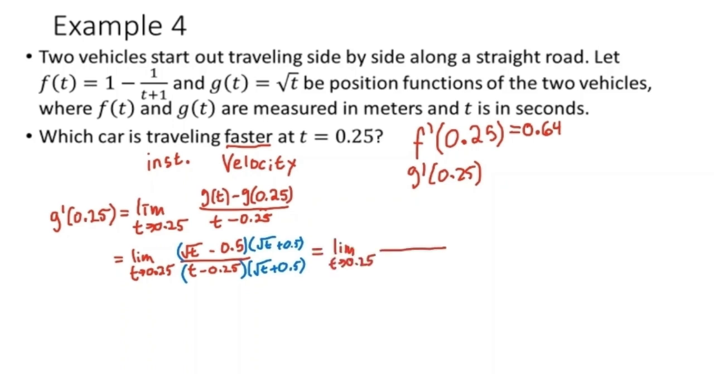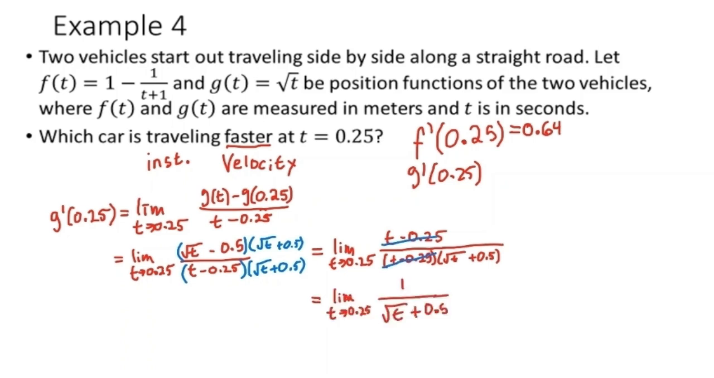In the numerator, when we expand, we get t minus 0.25. In the denominator, just like before, since I do want to try to cancel out that t minus 0.25, we'll keep the denominator factored. Now we can see the t minus 0.25s cancel, which gives us the limit as t approaches 0.25 of 1 over the square root of t plus 0.5. Through direct substitution, we get 1. So g prime of 0.25 will be 1.